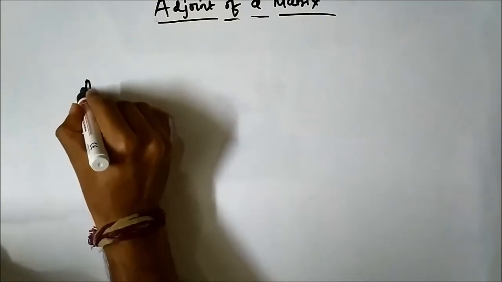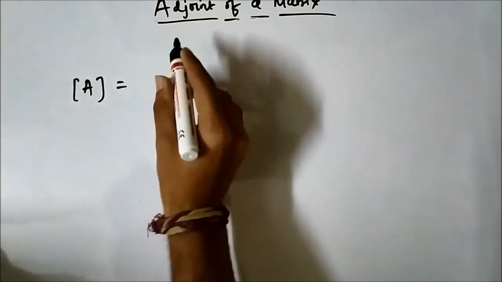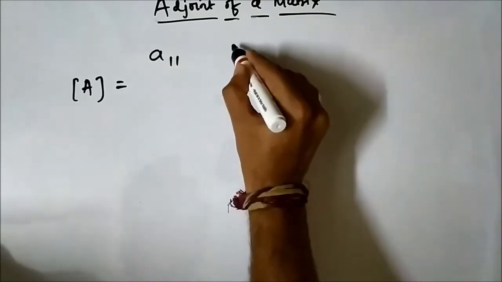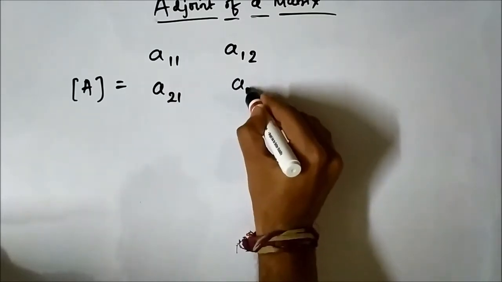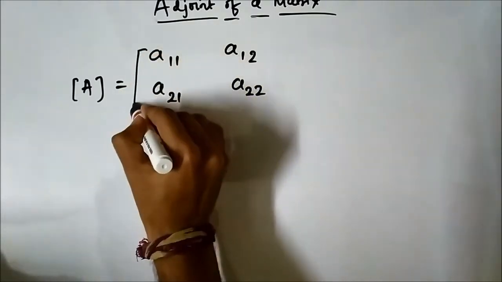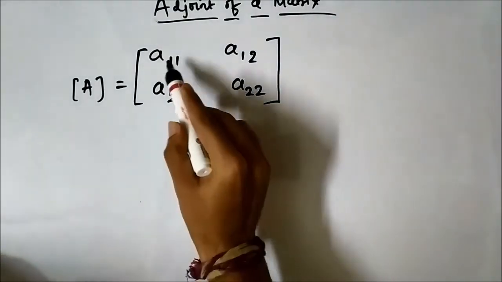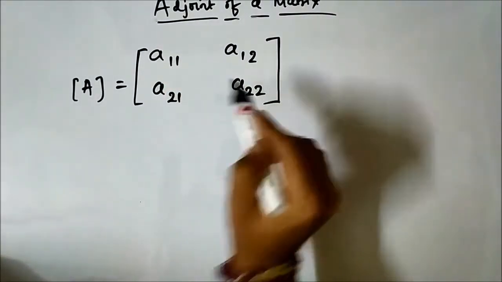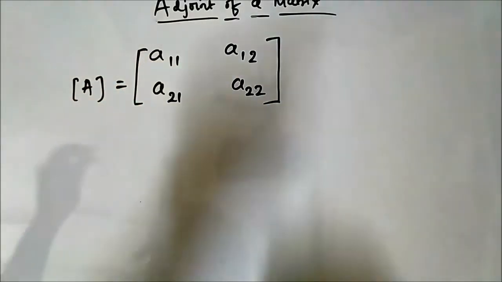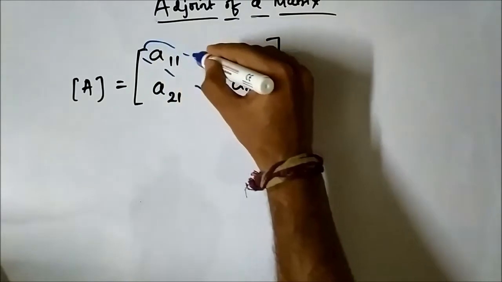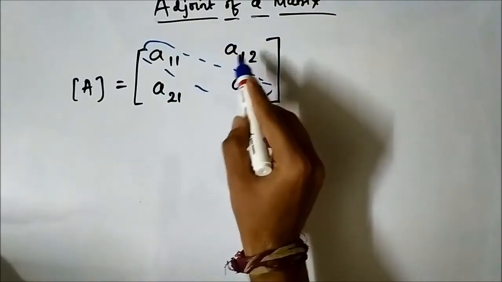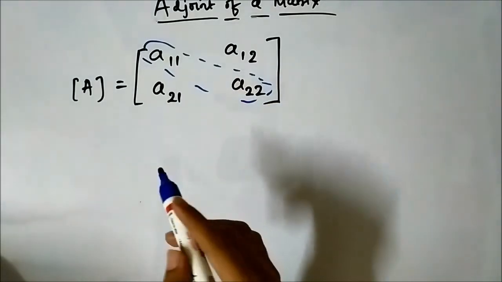Okay, so let us say we have a second order matrix given by this. The four elements of the second order matrix are A11, A12, A21, A22. Now A11 and A22 are the principal diagonal elements, the first diagonal elements, and A12 and A21 are the other diagonal elements.